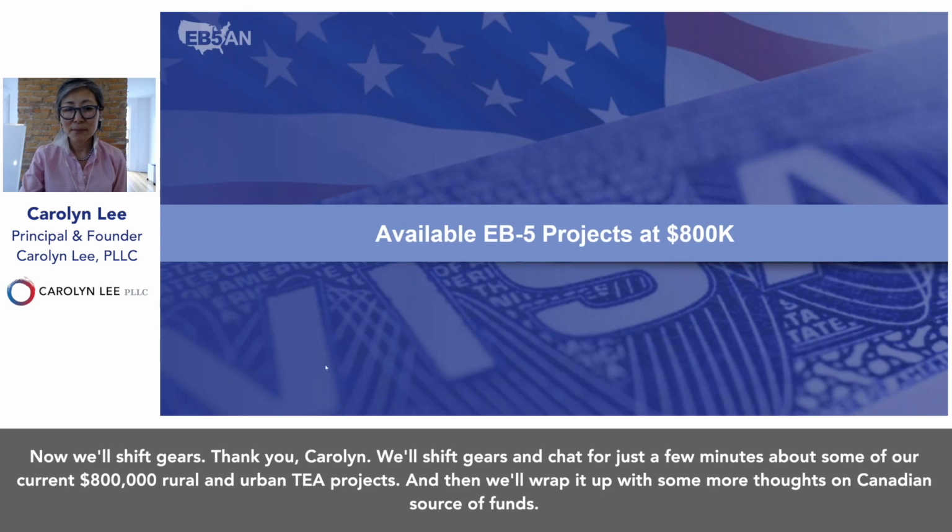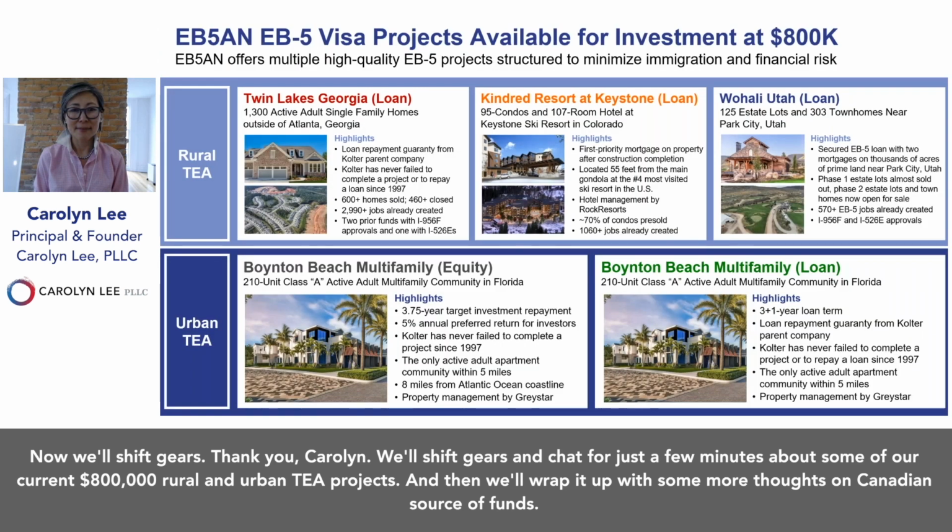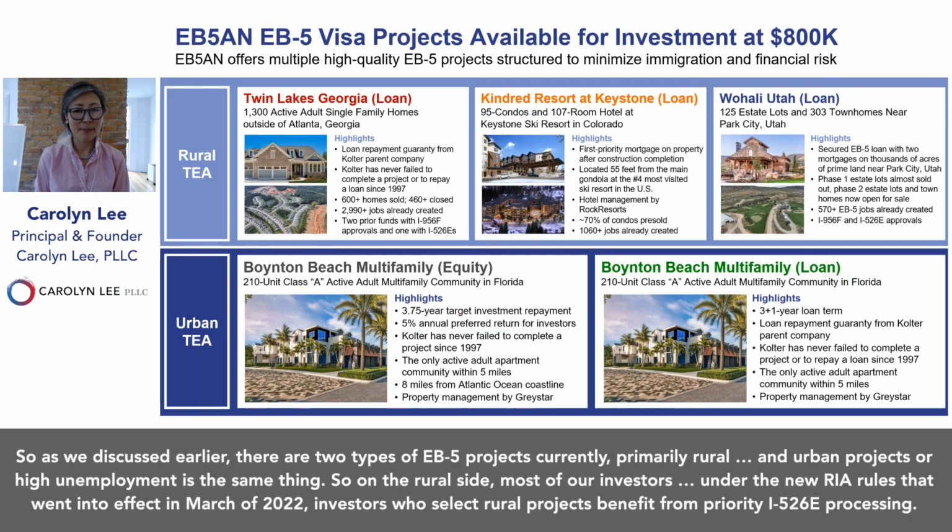Now we'll shift gears. Thank you, Carolyn. We'll shift gears and chat for just a few minutes about some of our current $800,000 rural and urban TEA projects, and then we'll wrap it up with some more thoughts on Canadian source of funds. So as we discussed earlier, there's two types of EB-5 projects currently, primarily rural and urban projects, or high unemployment, which is the same thing.